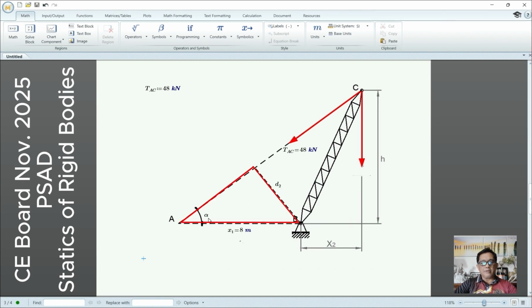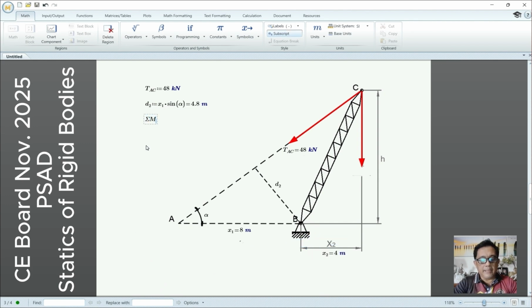Using this right triangle, we can solve d sub 2. D sub 2 is opposite angle alpha, and x sub 1 is the hypotenuse. That means d sub 2 is x sub 1 sine of alpha, equals 4.8 meters. So this is 4.8 meters. X sub 2 is given, that's 4 meters. So we can now sum up moment at B.